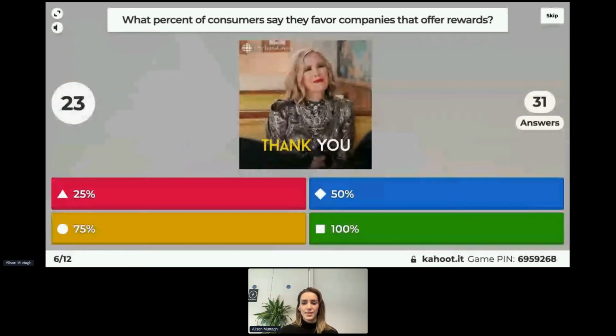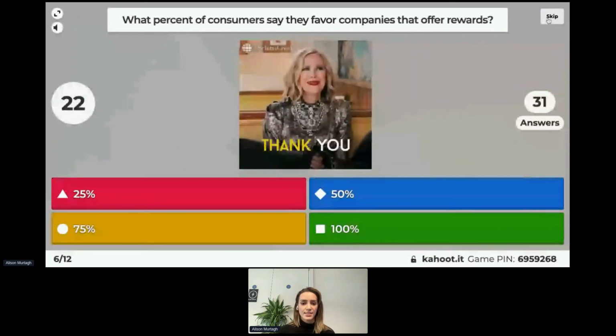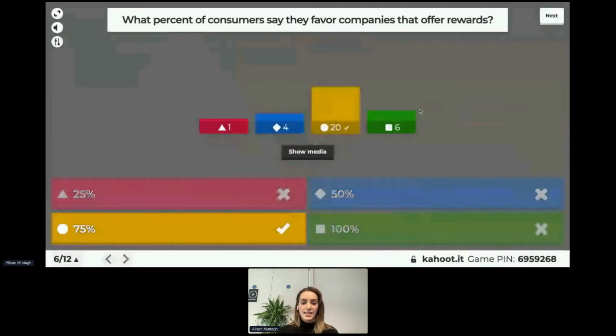All right, let's close this vote here. It is 75%. Well done, everybody who got that correct. A whopping 75% of consumers say they favor companies that offer rewards. Incentives have a large impact on consumers' attitudes towards brands, and surveys have found that favorability increased towards brands that offer rewards. Personalized messaging was also playing a big role in boosting positive brand perception.